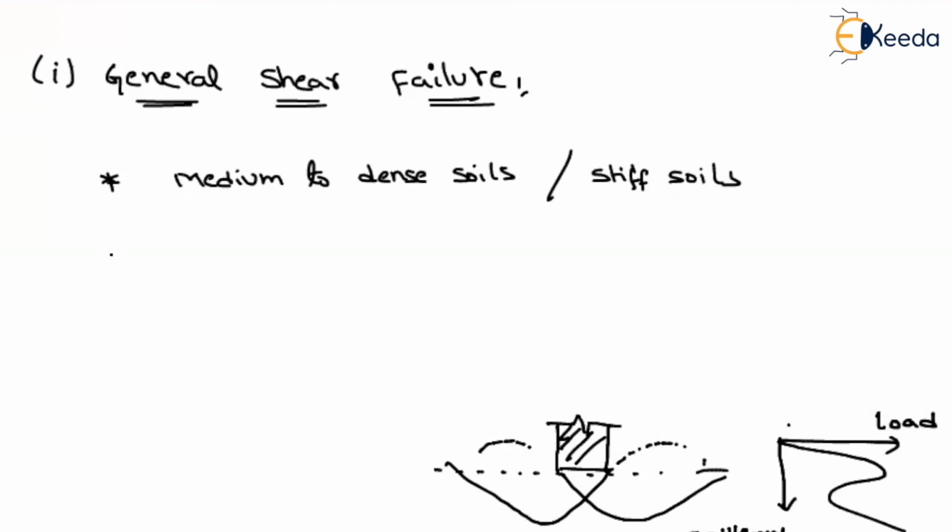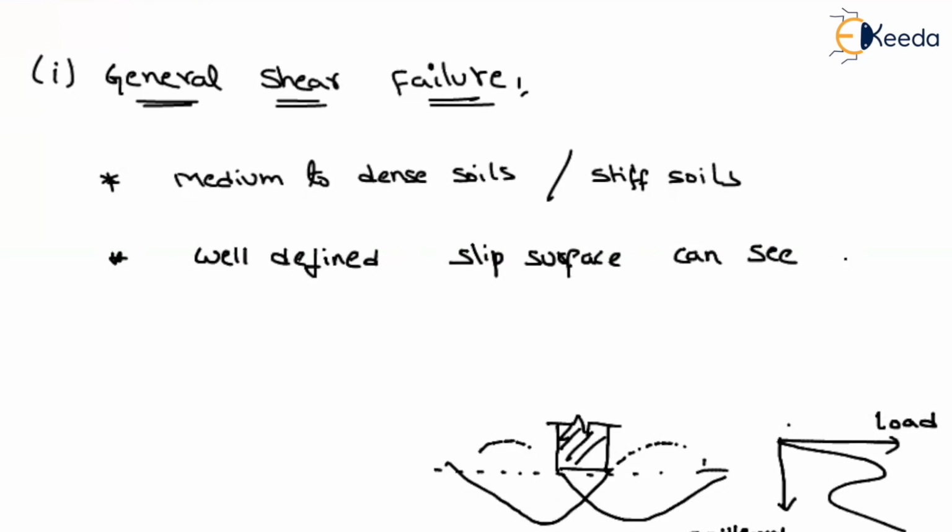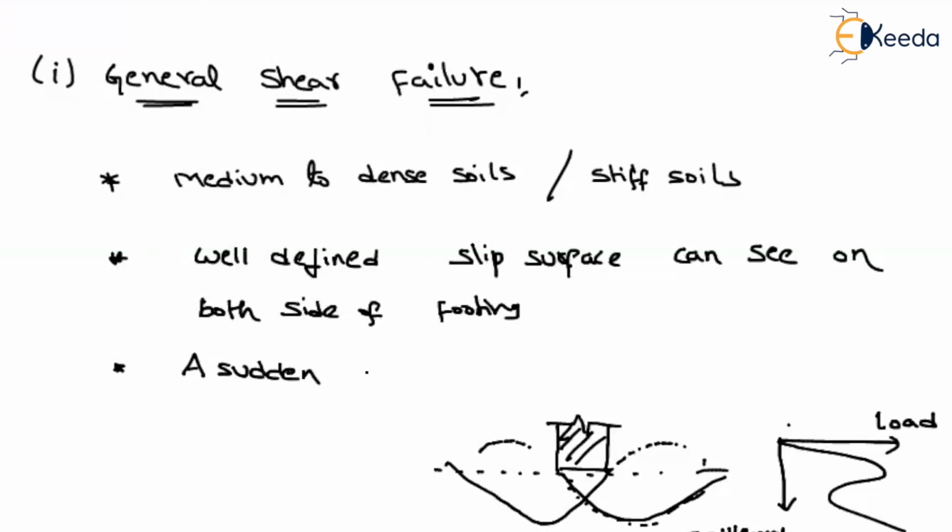In the second point, a well-defined slip surface can be seen on both sides of the footing. If any footing has failed by GSF, these are the well-defined slip surfaces, and they can be observed clearly in a general shear failure. The next point is that a sudden failure will occur, by tilting of the foundation.